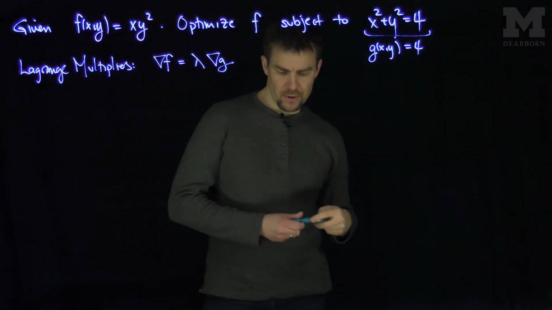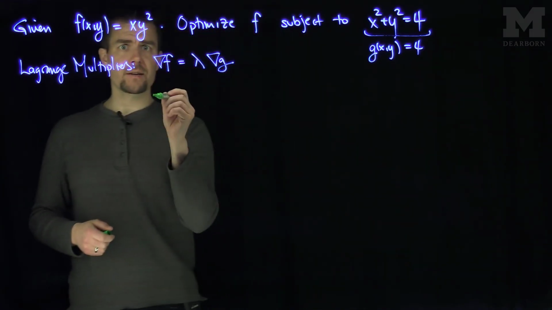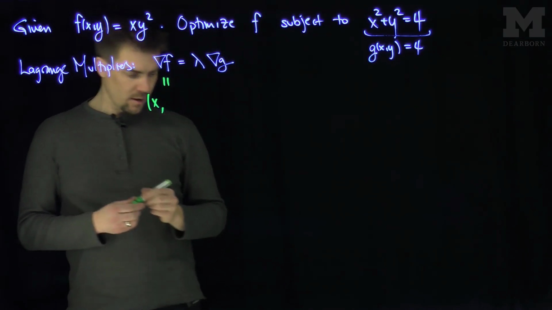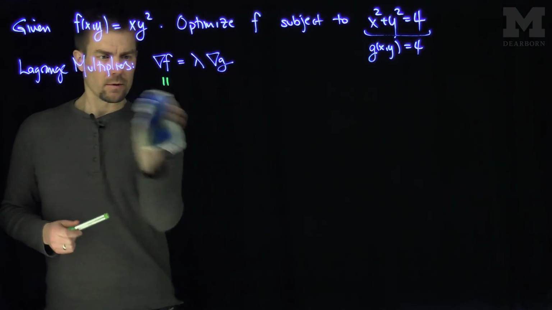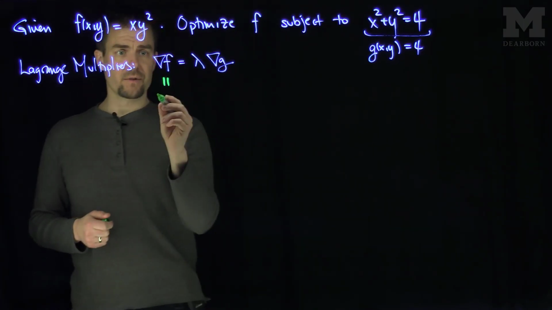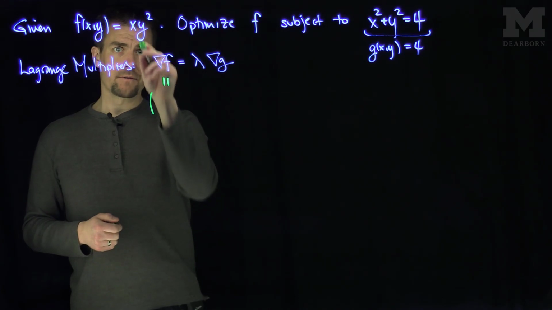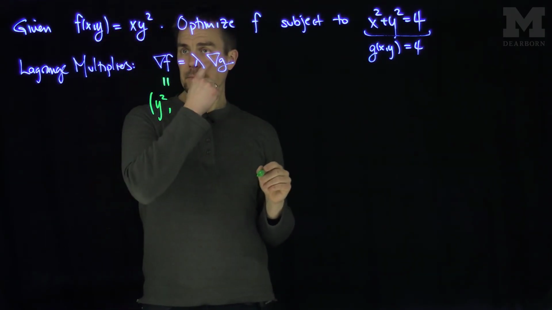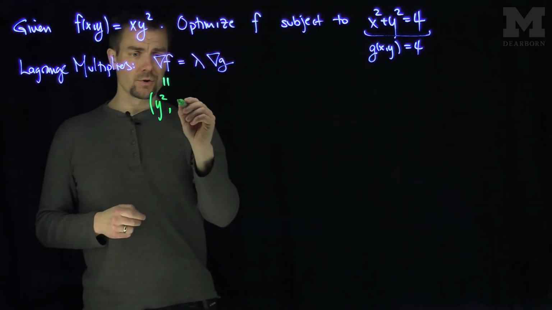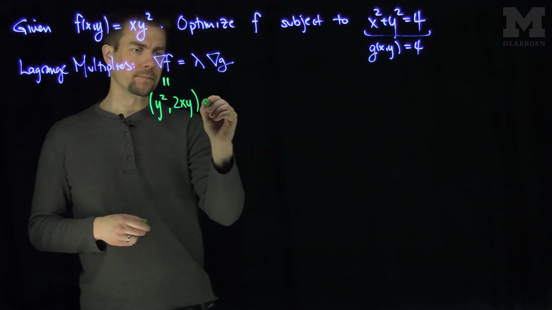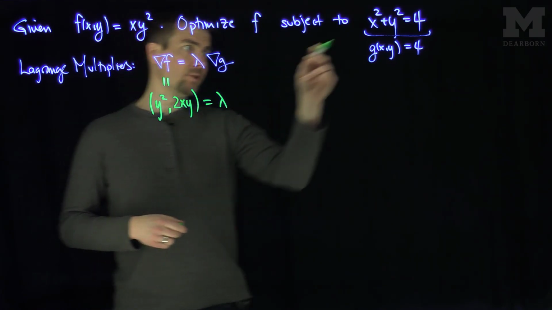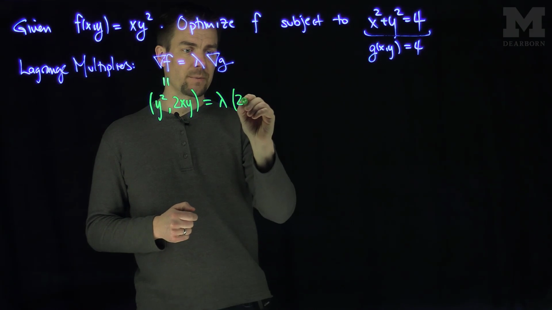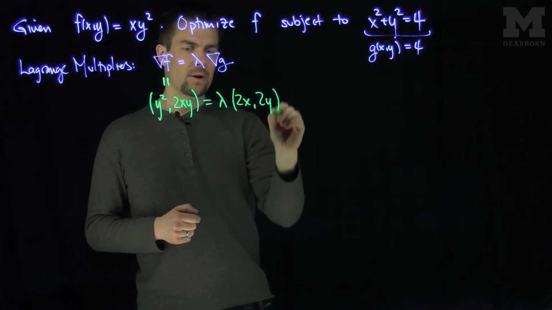Now we compute both of these gradients. The gradient of f is going to be the x derivative of this function, which is y squared, then the y derivative of this function, which is 2xy. And that will be lambda times the gradient of g. Well, g is x squared plus y squared, so the gradient of g is just going to be 2x and then 2y.